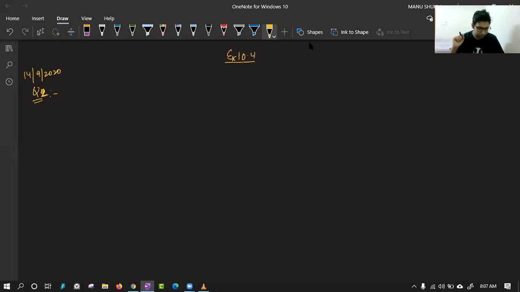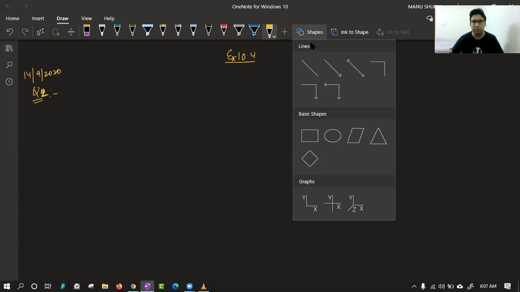Okay. Now, if two equal chords of a circle intersect within the circle, prove that the segments of one chord are equal to corresponding segments of other chord. So first, let's try to understand the question.